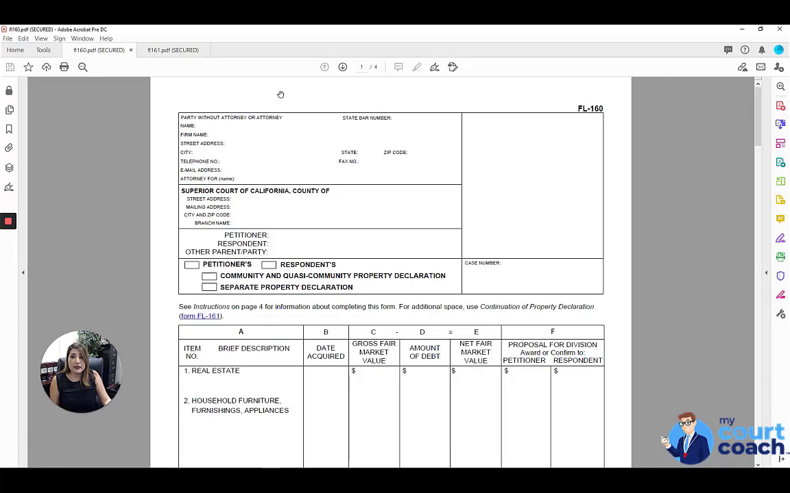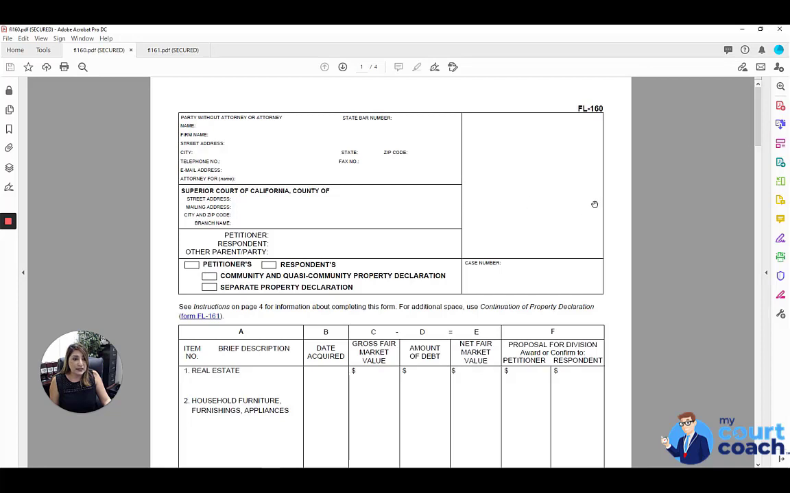It can also be used by a party to comply with their disclosure requirements in place of a schedule of assets and debts. The courts may also require a party to file a property declaration as an attachment to the request to enter default form or a proposed judgment.